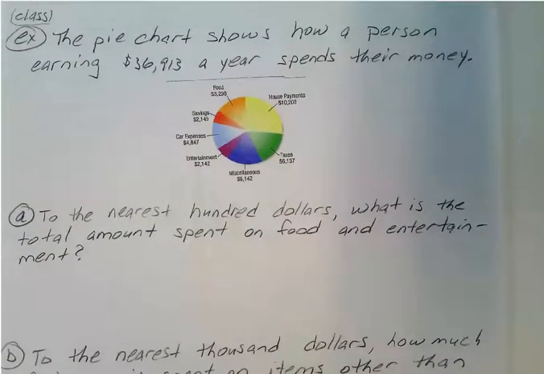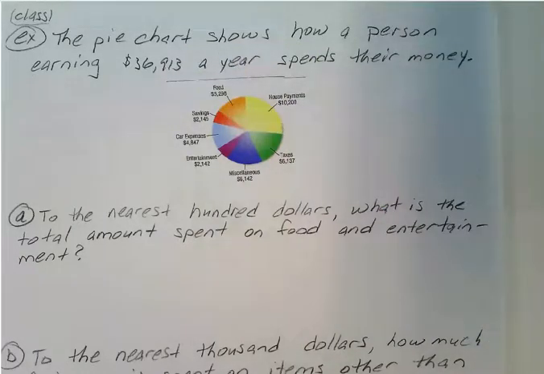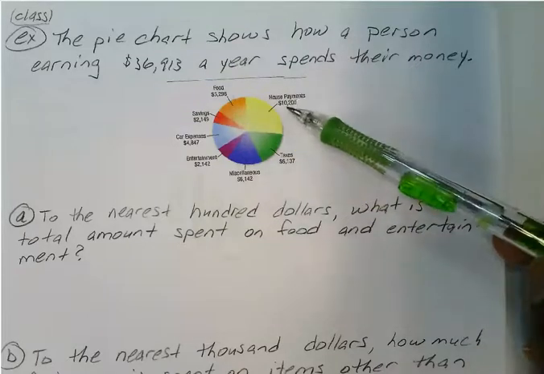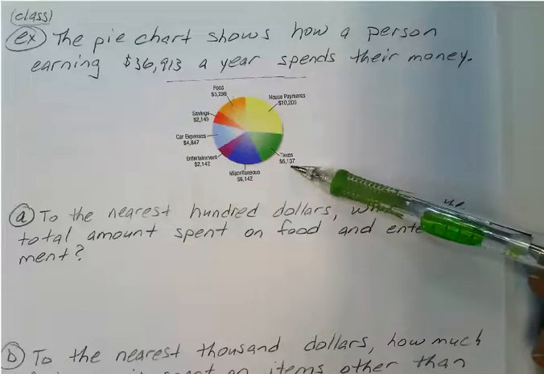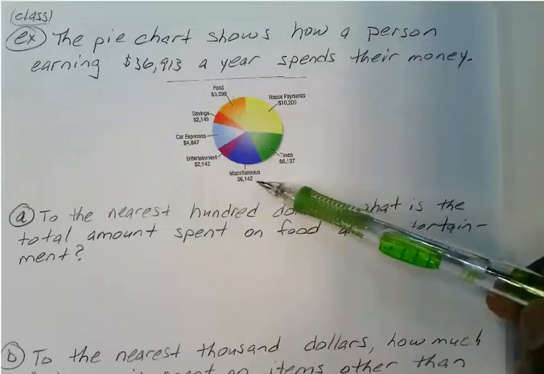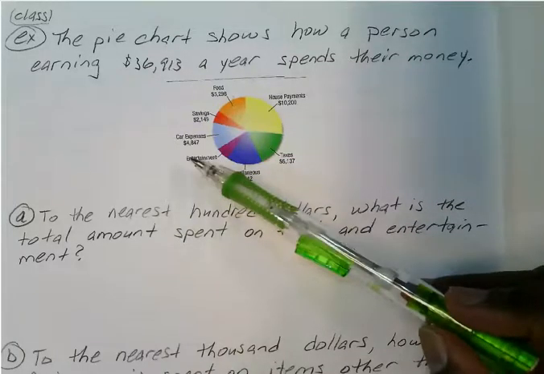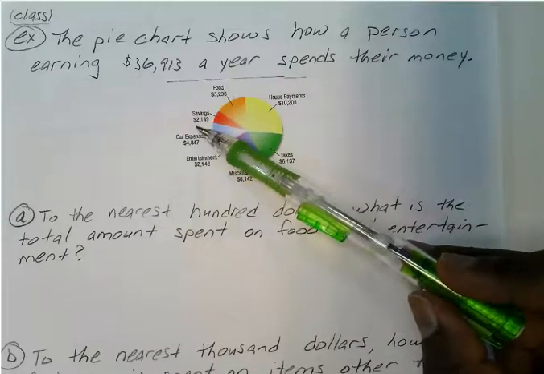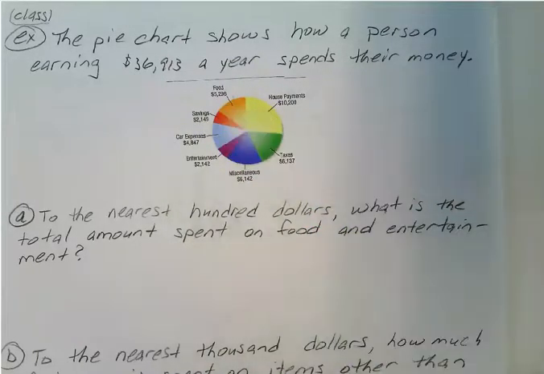Okay, so for this one, this pie chart shows how a person earning $36,913 a year spends their money. You see they have their food for $5,296, their house payments for $10,200, your taxes, which is $6,137, you have miscellaneous, $6,142, your entertainment for $2,142, your car expenses for $4,847, your savings, which is $2,149, and I don't know if I did food yet, but food is $5,296.